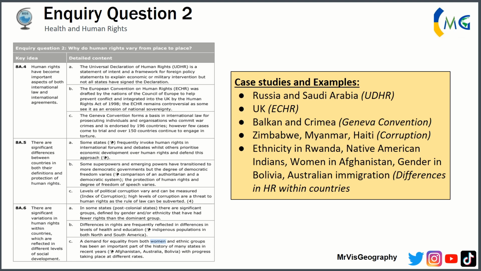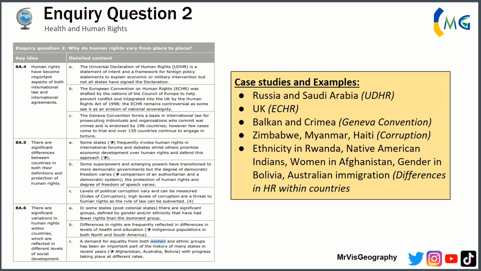We look at the Geneva Convention, we looked at the Balkan, the Yugoslav War, and we looked at the annexation of Crimea in 2014, which was the first time Putin stuck his toes in the Ukrainian water. We have a look at corruption in Haiti, the Myanmar military junta. We look at Zimbabwe's failed political state under Robert Mugabe. And then when we look at the differences within countries, we have a look at ethnicity in Rwanda, post-genocide, Hutus and Tutsis. We have a look at Native American Indians. We have a look at women in Afghanistan, gender in Bolivia, Australian immigration.